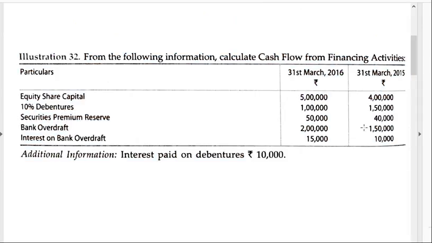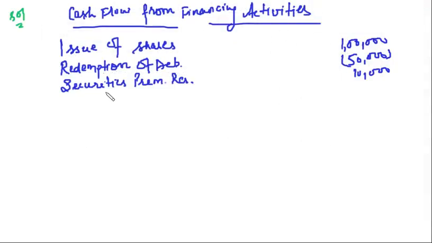Earlier it was 1,50,000. Now it is 2 lakhs. That means our loan has increased. We have taken more loan to the extent of 50,000. So we call it bank overdraft. How much? 50,000 cash inflow.